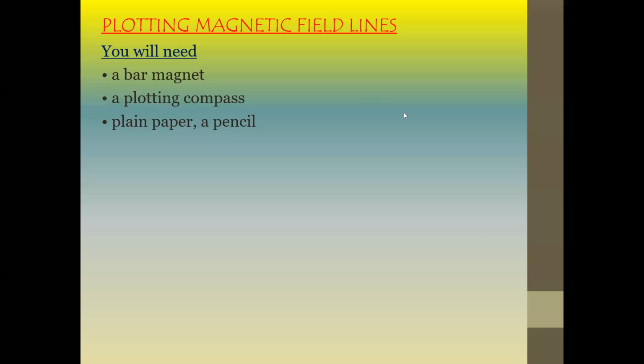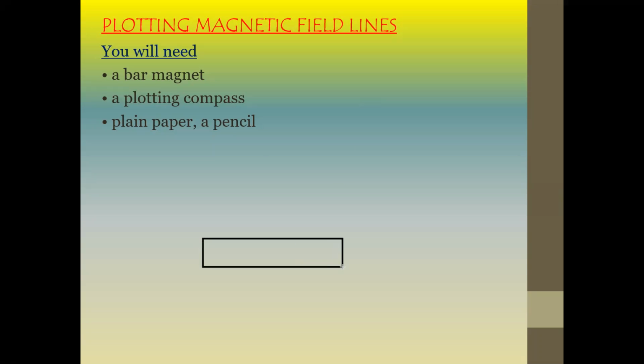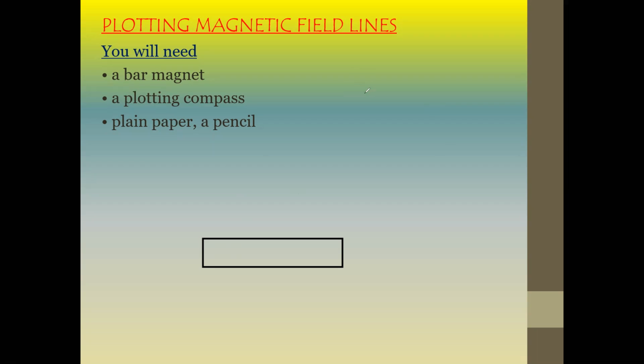So plotting a magnetic field, how we can plot a magnetic field for a bar magnet. So example, if we have a bar of the magnet, and we want to plot the magnetic field. So what we can use is a plotting compass. What is a plotting compass?